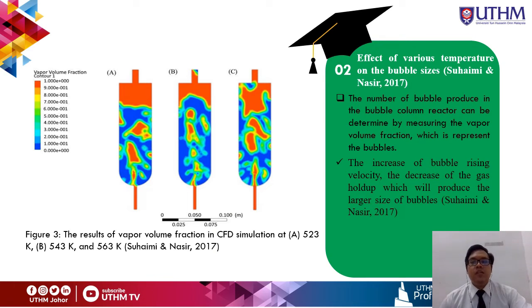Next, the effect of various temperature on the bubble size. The number of bubbles produced in the bubble column reactor can be determined by measuring the vapor volume fraction, which represents the bubbles. Figure 3 shows the result of vapor volume fraction in CFD simulation at 523 Kelvin, 543 Kelvin, and 563 Kelvin by Suhaimi and Nasir 2017.